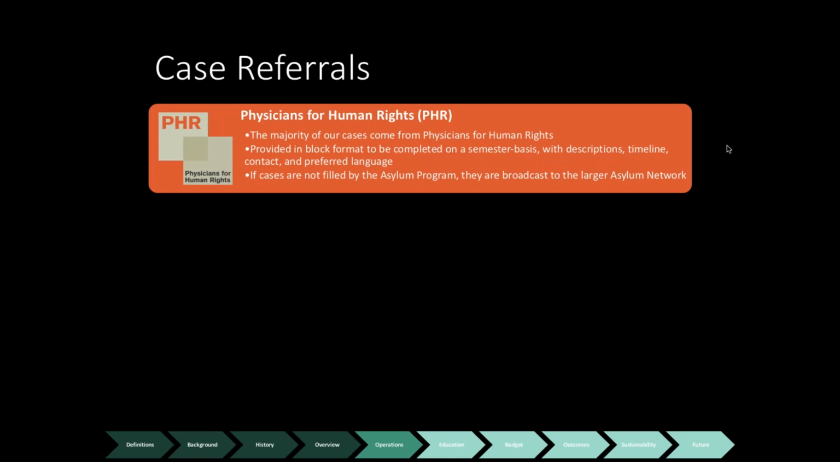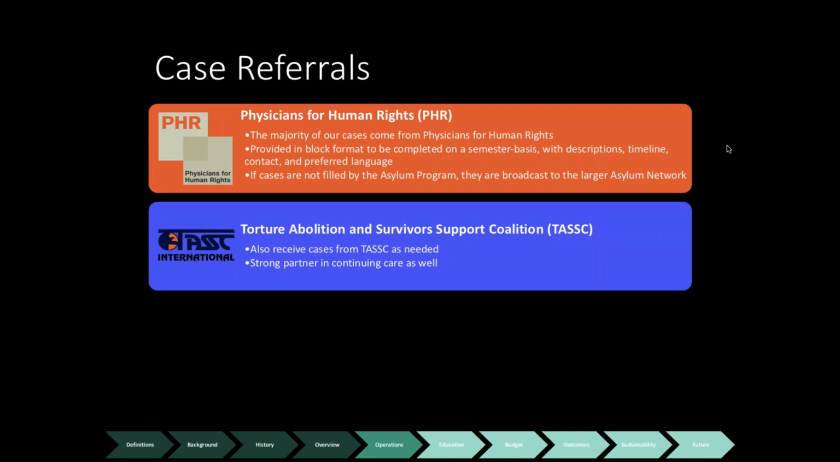We then send that out to our pool of volunteers, and if we're not able to fill the case, it's then given out to the larger Asylum Network. Another great partner we have that sends us case referrals is TASC. That stands for the Torture Abolition and Survivors Support Coalition, located here locally in DC. And we receive cases from them on an as-needed basis, as well as partnering with them for continuing care.